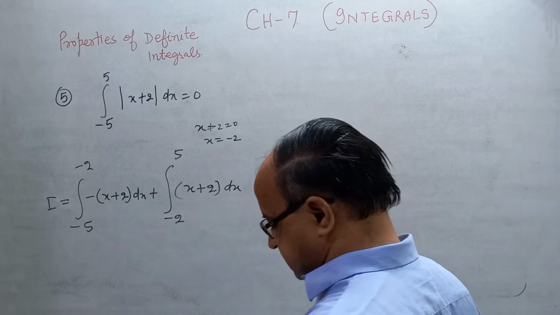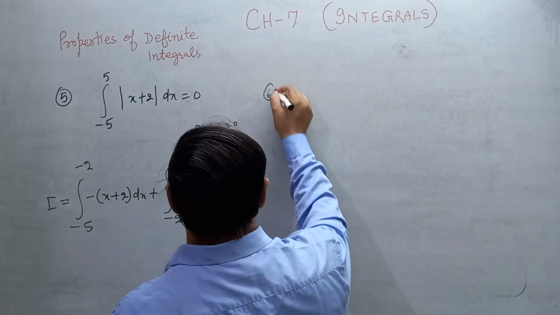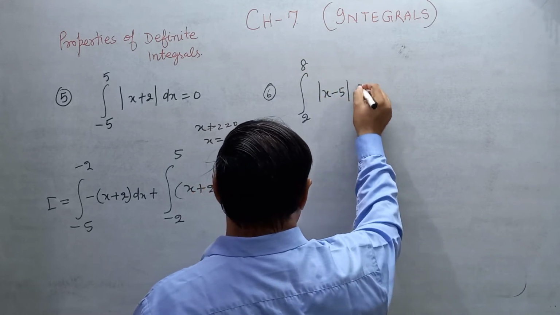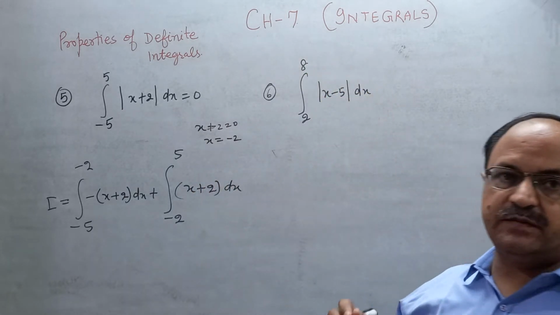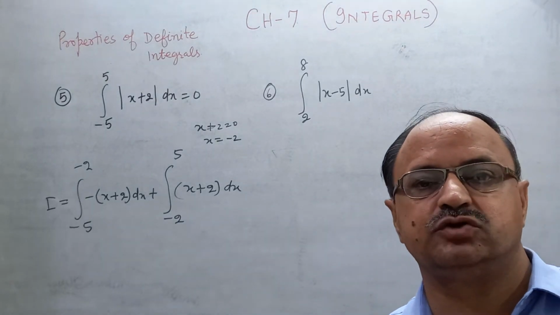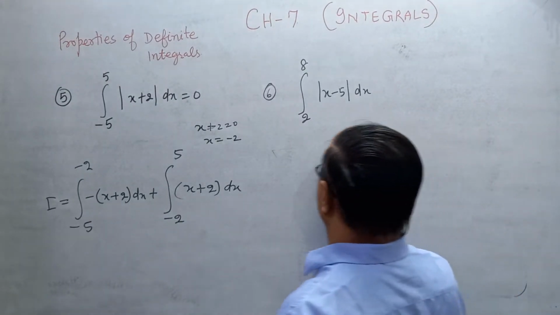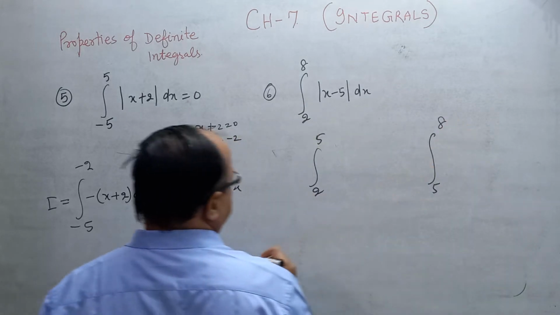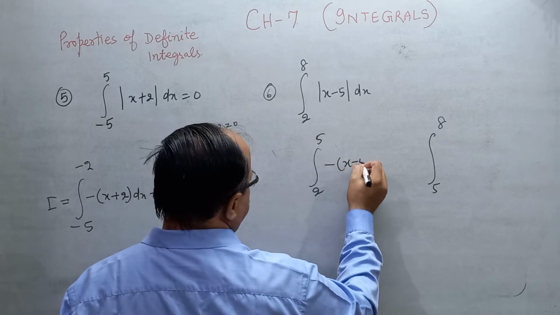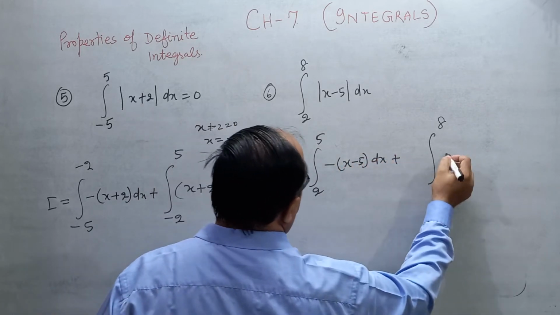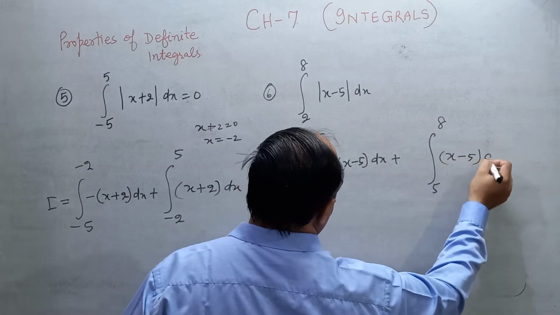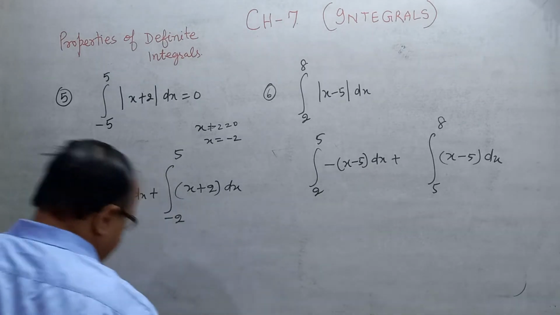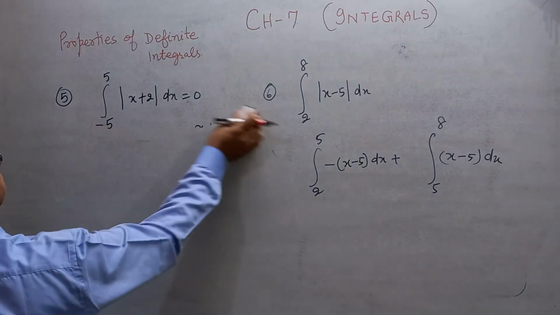Question number 6 as it is. In question number 6, integration 2 to 8 of mod of x minus 5. You know that here the turning point is 5: x minus 5 is equal to 0, then x is equal to 5. You can write 2 to 5 and 5 to 8. For 2 to 5, that is the negative function dx, and here the positive function. Further simple integration, then upper limit minus lower limit.